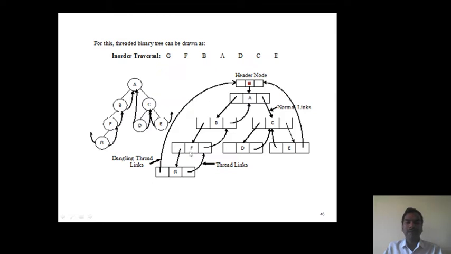Now, for F, the left child is G. For G, F is the next node, hence it points to F. Now, for G, the left node is not available, hence we place a link that points to the header node. For E, the right child is not available, so its right link points to the header node. So these two links are known as dangling thread links. The remaining links are treated as thread links. Okay? Now, such a representation is known as a threaded binary tree. Okay?